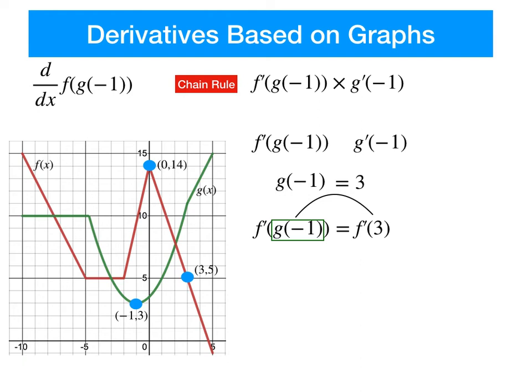Then f prime of g of negative 1 becomes f prime of 3, because g of negative 1 is 3. So how can we find the derivative of f when x equals 3? 3 is this point, and it's on a straight line. So we can find the slope of this line here to get the derivative at 3. Then we need to find another point to find the slope. Using the slope formula, we get this value, which is negative 3. So 5 minus 14 over 3 minus 0 gives negative 3.